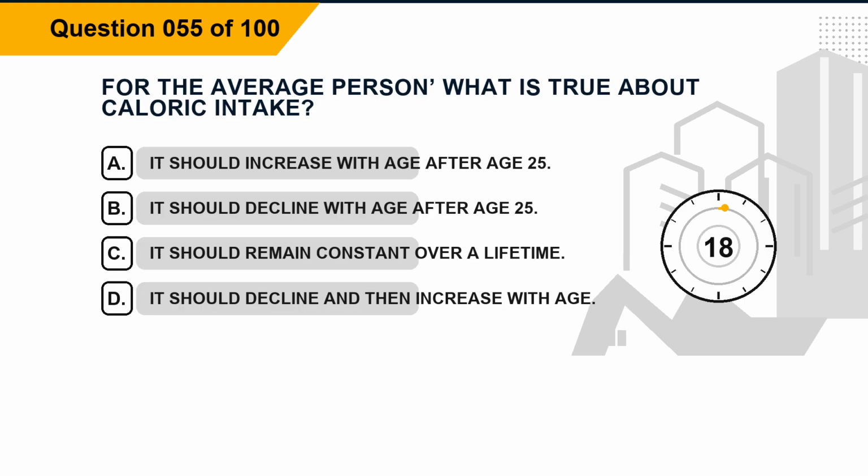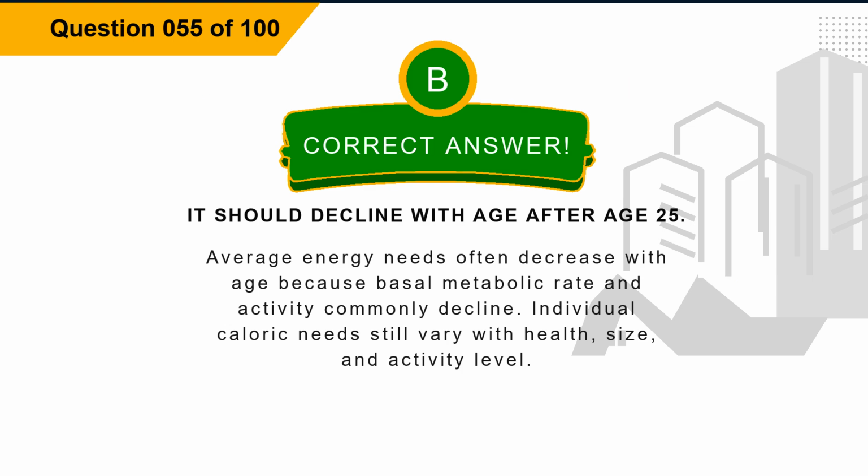Question 55. For the average person, what is true about caloric intake? Option A, it should increase with age after age 25. Option B, it should decline with age after age 25. Option C, it should remain constant over a lifetime. Option D, it should decline and then increase with age. The correct answer is option B, it should decline with age after age 25. Explanation: average energy needs often decrease with age because basal metabolic rate and activity commonly decline. Individual caloric needs still vary with health, size, and activity level.